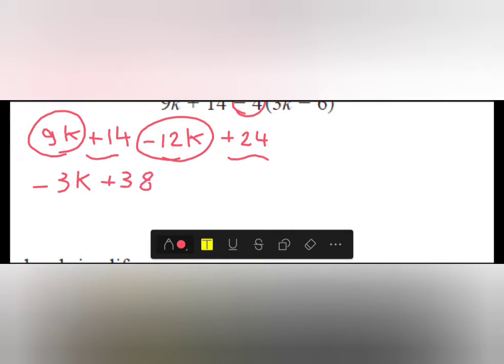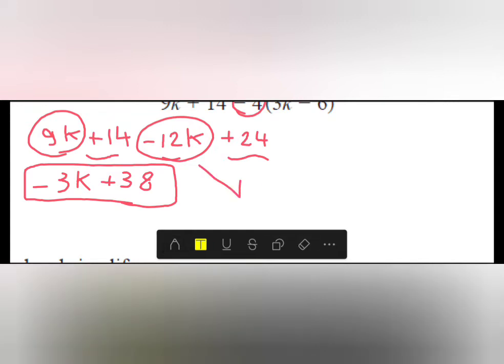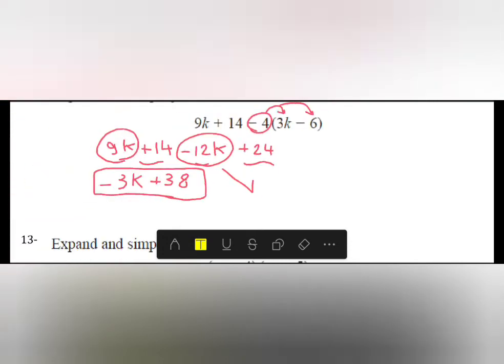38. And now, after finding this expression, we notice that there are no like terms. So we can't work them out together. We have a constant and a variable with coefficient. So we can't work them out together. And this is the final answer for this question. And this is how you answer a question like this. Now, let's move on to the next question.